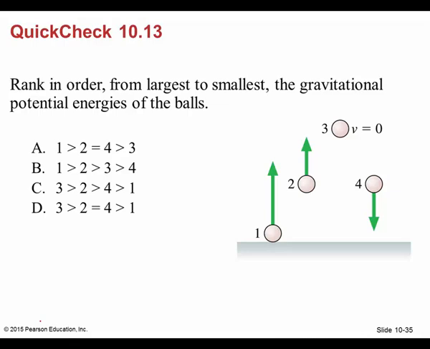Now, rank in order from largest to smallest the gravitational potential energies of the balls. Well, it's obvious this one right here is going to have the greatest. You say, yeah, but it has a velocity of 0. It does not matter. Remember, potential energy is not dependent on velocity, it's dependent on gravity and how high above the surface we are. So 3 is highest above the surface, so it's going to have maximum potential. Which would be the next? Well, wouldn't those two be equal and this one be the least? Well, you know what? It most certainly is. 3 is greater than 2, which is equal to 4, and is less than 1. I hope that makes sense.